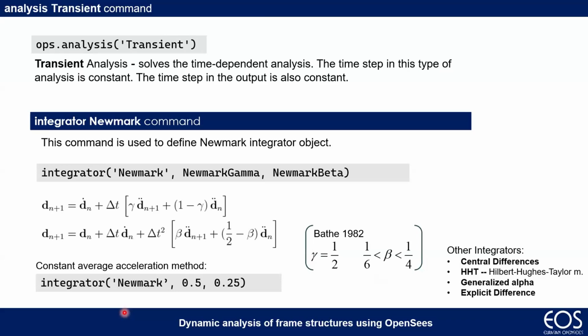For example, HHT has 3 parameters. Generalized alpha has 4 parameters and so on. So in that case, have a look at the theory and pay attention to which type of integrator you're using, if the integration is stable and so on. If you use Newmark with 1/2 and 1/4, you are sure that the integration is unconditionally stable.